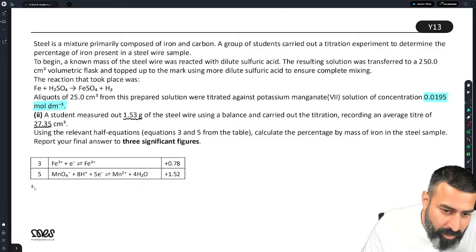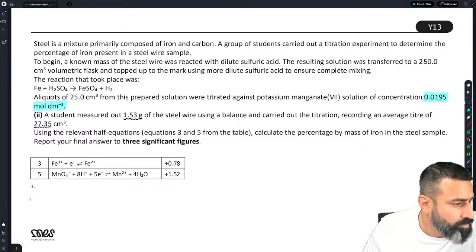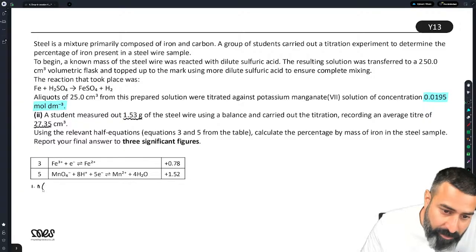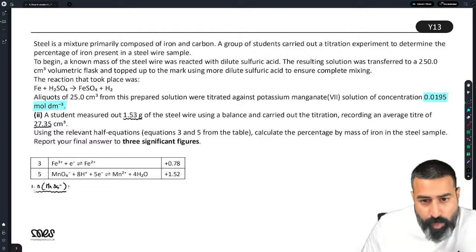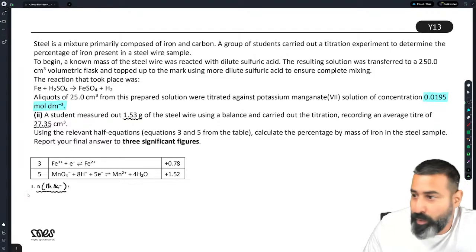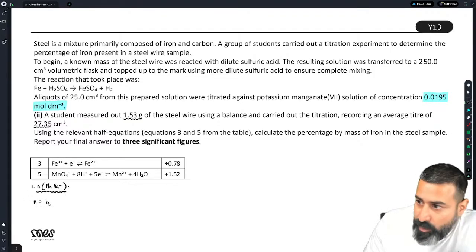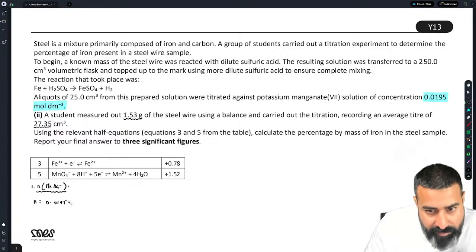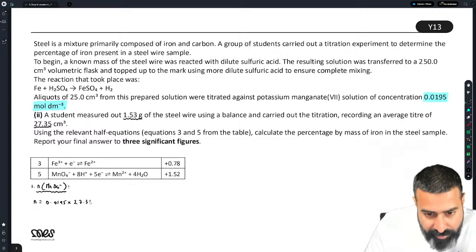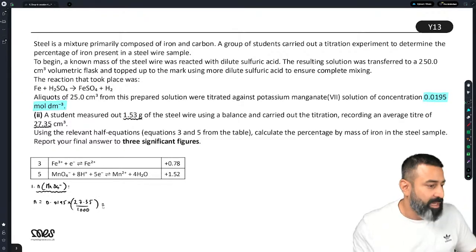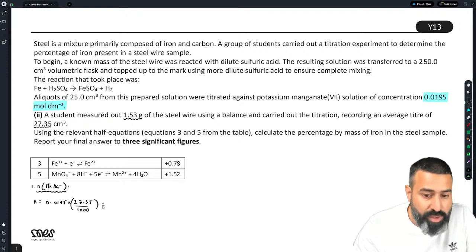What's step number 1? Yep, moles of what? Moles of MnO4? Yeah, it's very similar. So we work out the moles of MnO4 minus. To work out the number of moles of MnO4 minus, we take the concentration, which is 0.0195, and multiply it by the average, which is 27.35, over 1,000. Done.